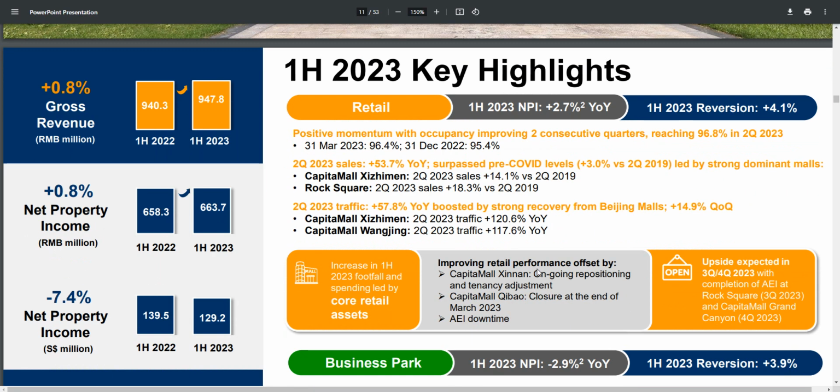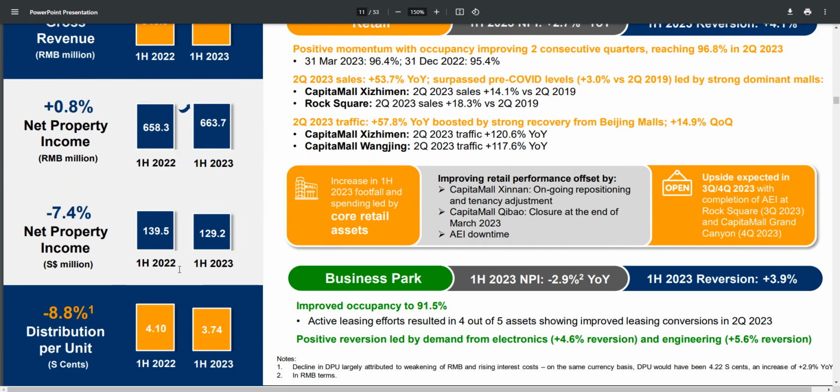So you can see the gross revenue went up, net property went up, but somehow net property income went down significantly, and therefore the distribution per unit actually dropped quite badly from last year's results. So we had 4.1 cents, and this year we had 3.74 cents. I think the reason for this is the currency conversion from renminbi to Singapore dollars, which means that the Singapore dollar strengthened against the renminbi.